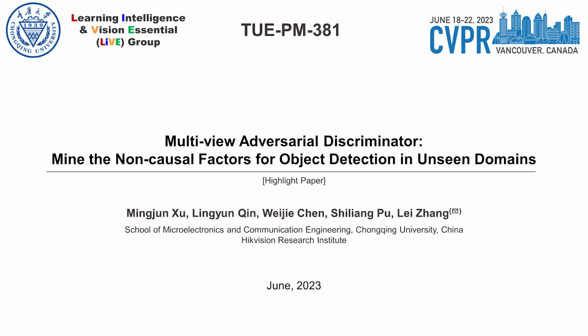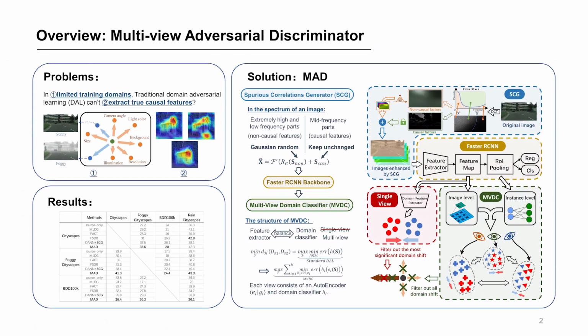Hello everyone. Today I would like to introduce our recent work on domain generalization object detection by eliminating non-causal vectors with a multi-view adversarial discriminator. We discovered that the coverage of non-causal vectors in the limited source domains is incomplete. Traditional domain adversarial learning with single domain classifiers fails to comprehensively address all non-causal vectors. To tackle this challenge, we propose the MAD method, which consists of two novel modules, SCG and MVDC.